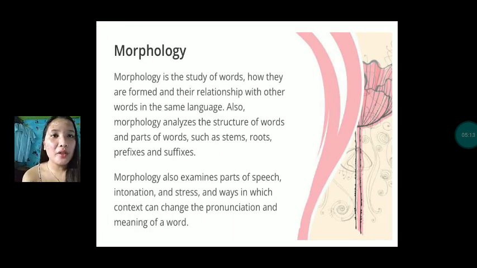Morphology. Morphology is the study of words, how they are formed, and their relationship with other words in the same language. Also, morphology analyzes the structure of words and parts of words such as stems, roots, prefixes, and suffixes. Morphology also examines parts of speech, intonation, and stress, and ways in which context can change the pronunciation and meaning of a word.